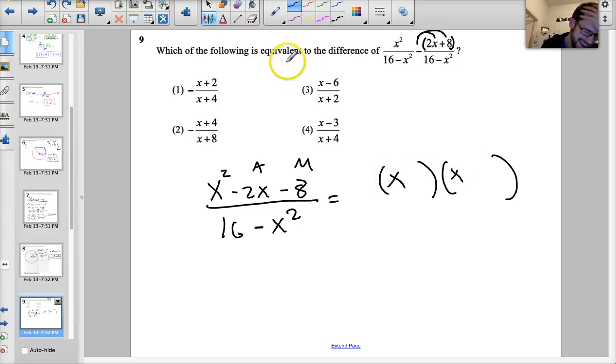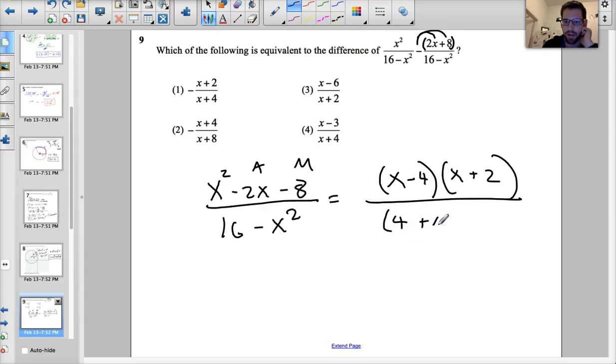Okay, multiplying to 8, 4, and 2. I think, yeah, that's the way I'm going to go. So I'm going to go with a negative 4 and a positive 2. So then I get 4 plus x and 4 minus x.